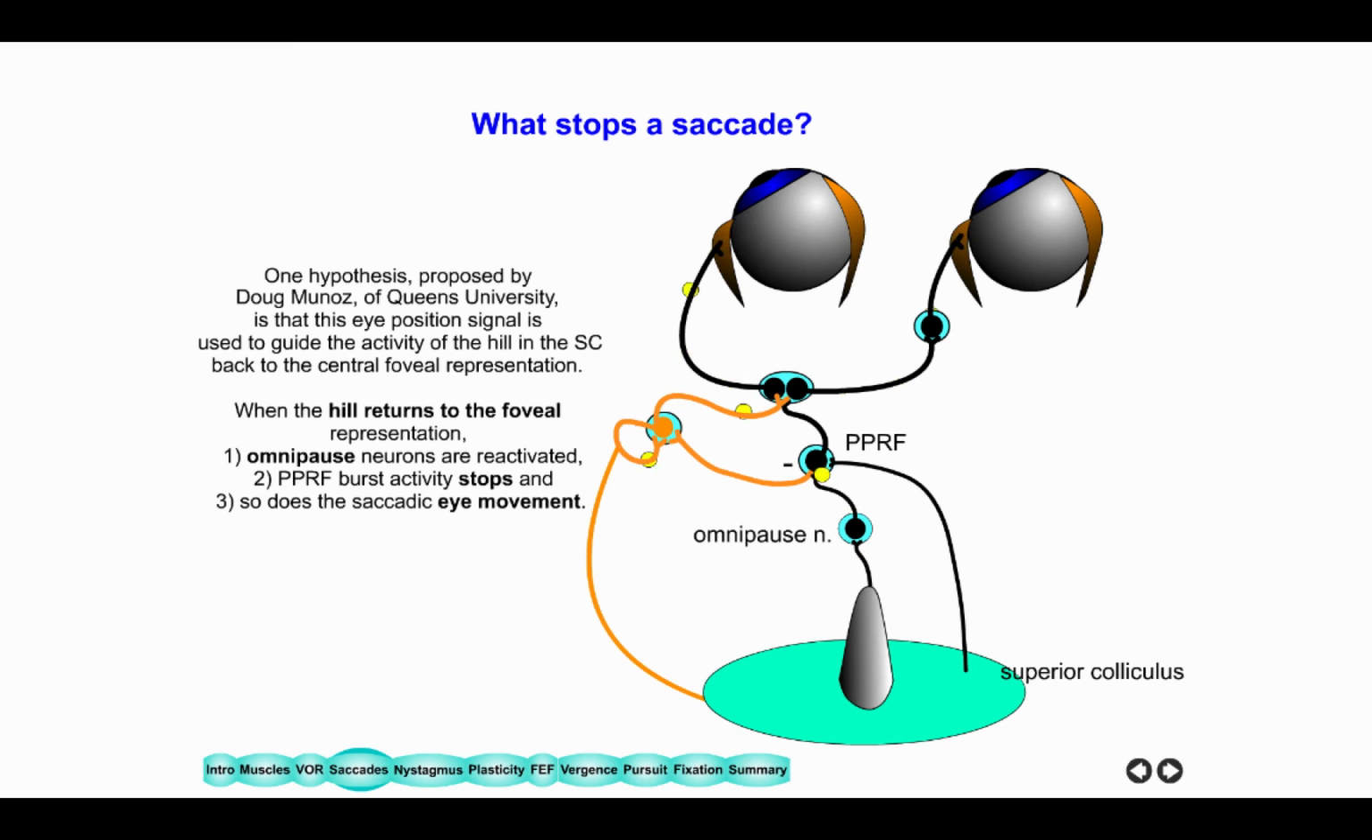Okay, so this internal estimate of eye position is guiding this hill across the superior colliculus. So it's like your sort of ballistic guided missile. So in a ballistic guided missile, it has an internal sense of its own position, and it steers the missile towards the target.